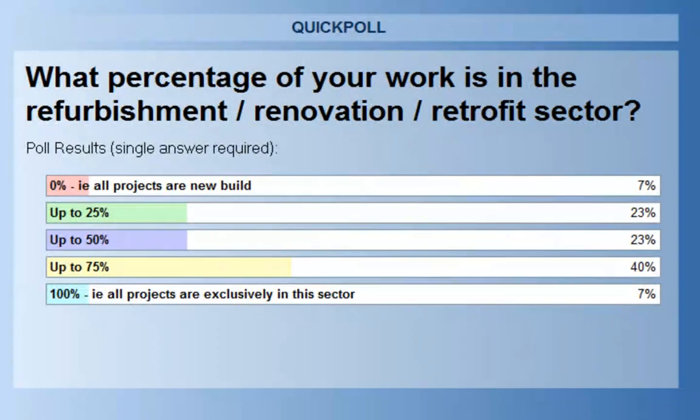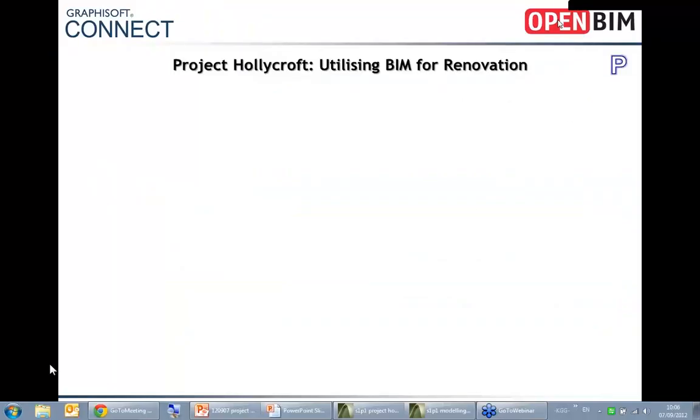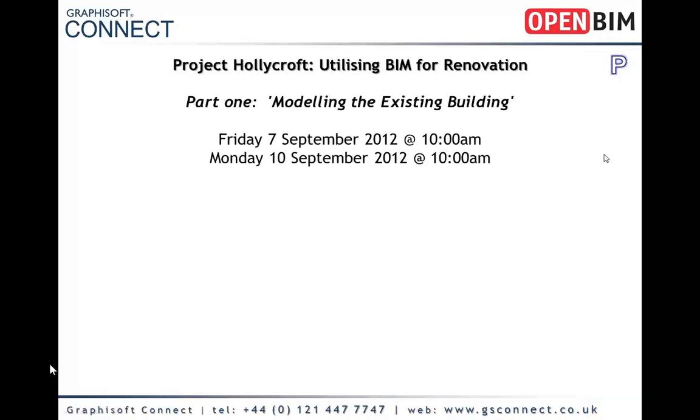So quite interestingly, the results show 40% of the attendees have up to 3/4 of their work involving refurbishment, renovation, or retrofit projects. So fairly standard, 7% none and 7% all of the work is refurbishment. It's kind of to be expected. There's probably about 50% of the work we see these days involves some sort of refurbishment, so slightly higher than normal. But what we're going to be looking at today is how we actually model the existing building.